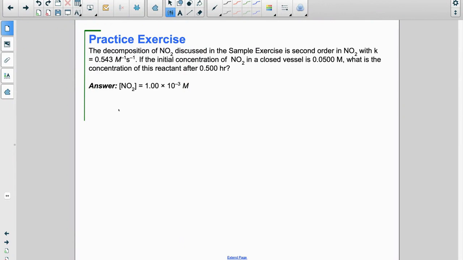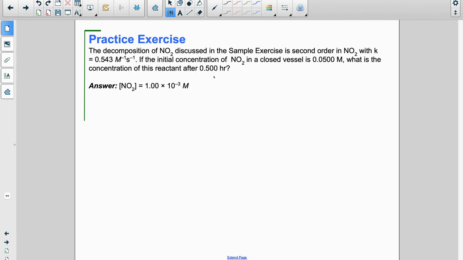So here's a practice exercise that we skipped in class. If we read this question over, it says the decomposition of NO2 discussed in the sample exercise is second order in NO2 with K equal to 0.543 molarity per second. If the initial concentration of NO2 in a closed vessel is 0.0500 molar, what is the concentration of this reactant after 0.5 hours?